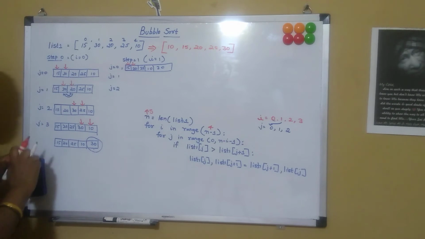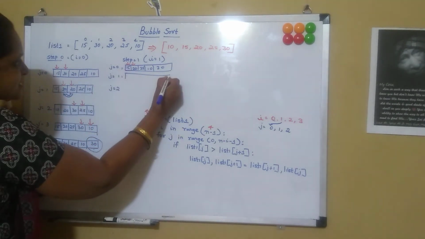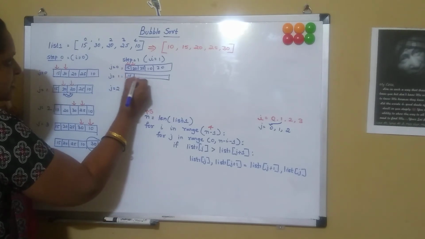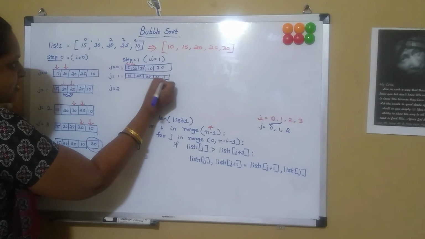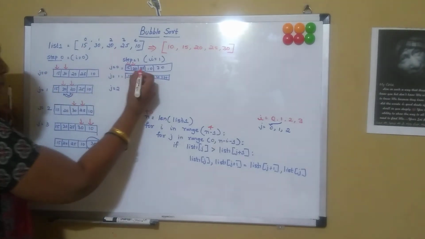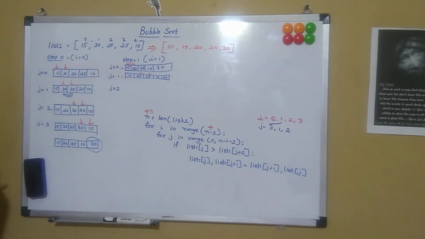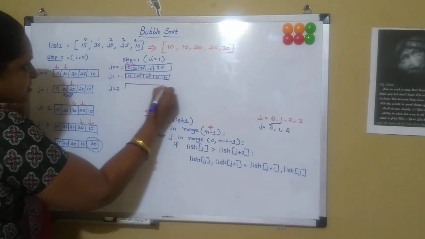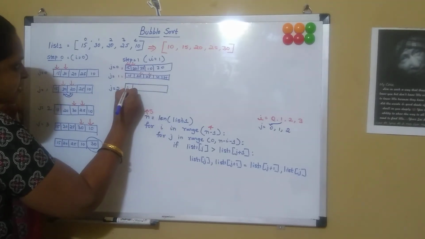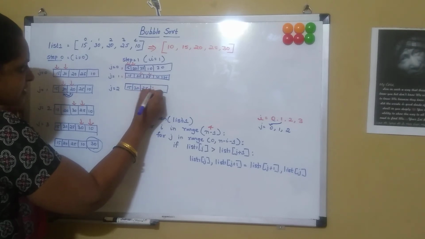And now 15 is less than 20, so it will retain as it is. So 15, 20, 25, 30. Now it will compare 20 with 25. For j equal to 1, it will compare 20 with 25. Even now it is proper. No swapping is required. 15, 20, 25, 10, 30.